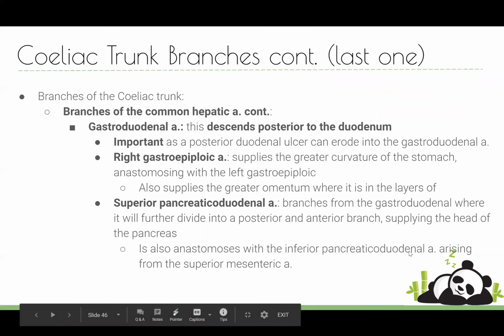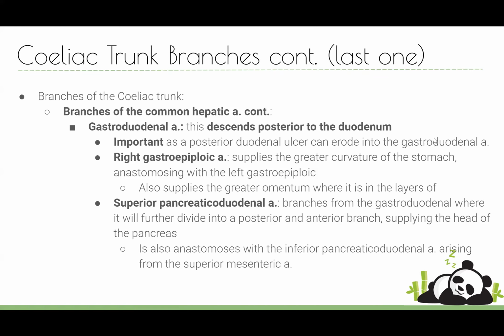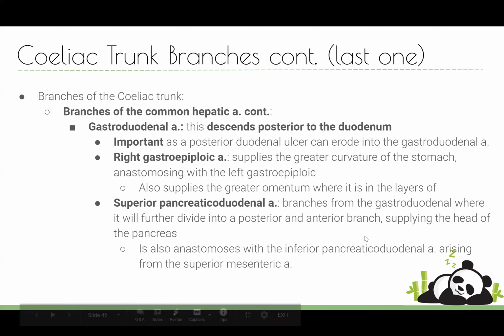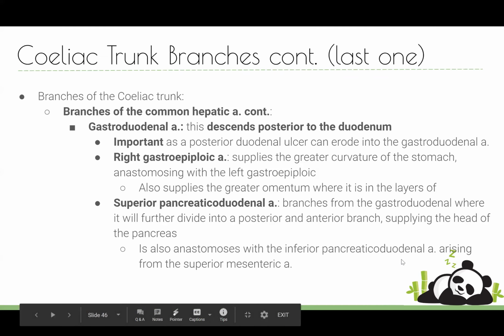And then the branches of the common hepatic continue. The gastroduodenal artery runs posterior to the duodenum. This is important because if a duodenal ulcer goes through, it can bleed into the gastroduodenal artery. The right gastroepiploic supplies the greater curvature of the stomach, and the superior pancreaticoduodenal branch, which is the one that no one really cares about, just goes down and supplies the duodenum, and then anastomoses with the inferior pancreaticoduodenal artery, which forms from the SMA later.